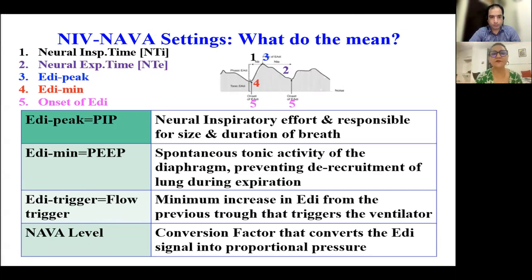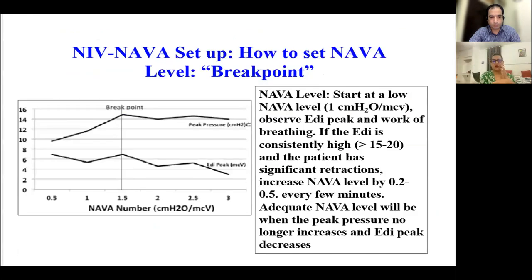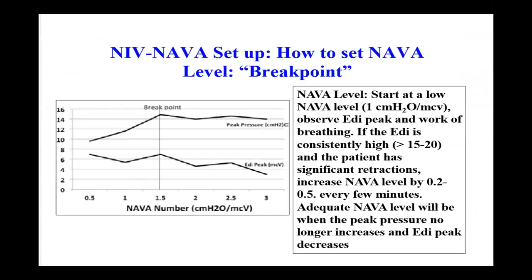I hope it's clear. So as already discussed, how do you set the NAVA level? Because you need to reach the break point, you start at a level of 1, look at the EDI peak and the work of breathing. If the EDI is constantly high, more than 15 to 20, and the patient has a lot of retractions, you need to increase the NAVA level by 0.2 to 0.5 every few minutes.